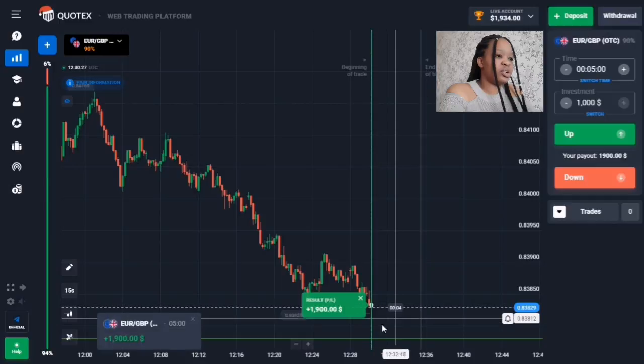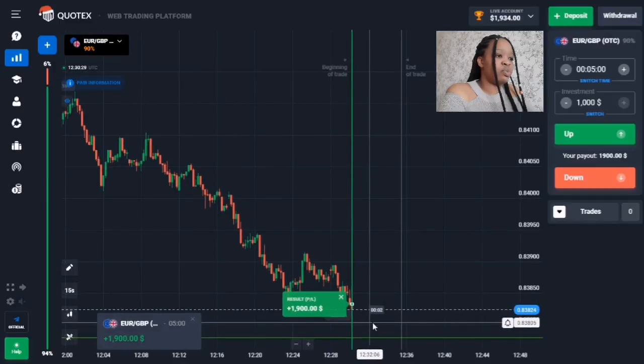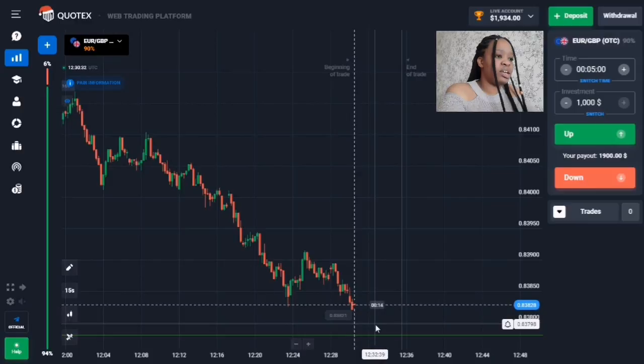Well, it's very good. The price really continued down, moving down to the support level, and we got our profits. So let's continue.